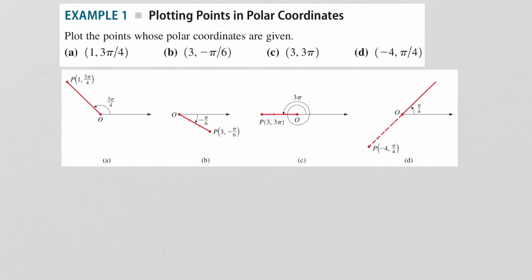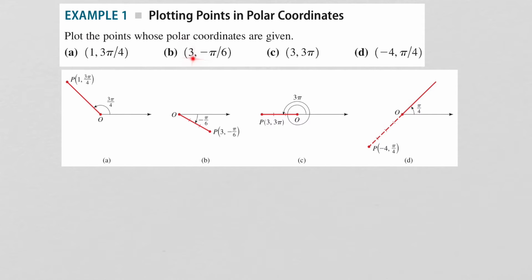Let's take a look at some examples. So here we have several points in polar coordinates that we want to graph. The first point is the point 1, 3 pi over 4. Now, when graphing a point in polar coordinates, the first thing you actually want to do is go to the angle. So starting from our polar axis, the angle 3 pi over 4 is over in this direction. And then the 1 just tells us the distance from this point out to this point. So this is where that point would be located.